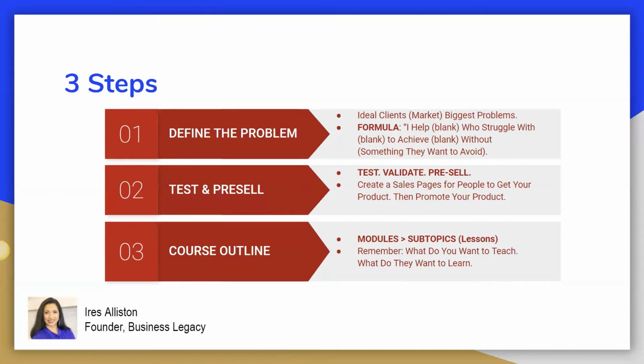And in this training, I want to go ahead and quickly share with you how to do just that in 3 simple steps. Number one is about how to define the problem that your ideal clients and your customers, your prospects are currently facing right now in their business, in their personal life. Number two is how to test and sell your course idea. And the third step is how to create an outline for your course. Now, you might want to get a pen and paper because during this entire training, you might want to write things down because I'm also going to be giving you some formulas on how to do these steps.